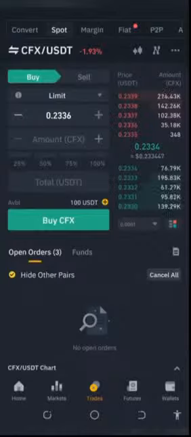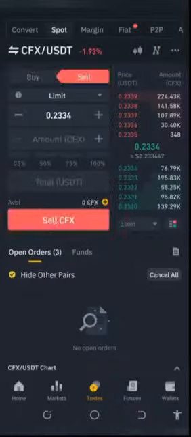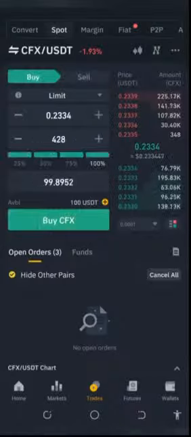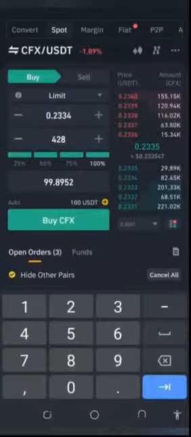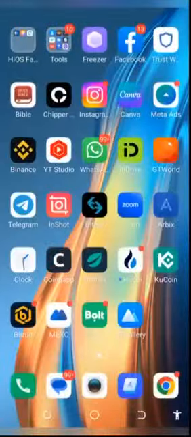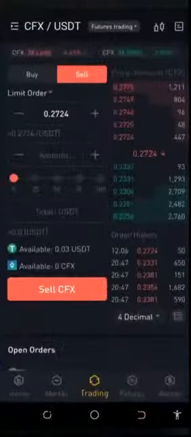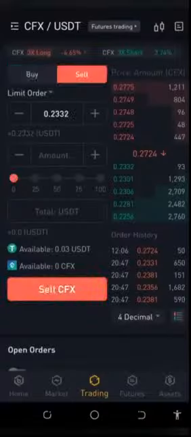So first off, let me see how much I can pick. Let's just do the refreshings and then see how much we can pick with this. Okay, so we'll get 428, and it will pick 99.89. So 428, let's copy that. And then let's go over to Arbitrage. Let's do the refreshings, make sure that everything is touched and everything is good. So I'll just put this here.